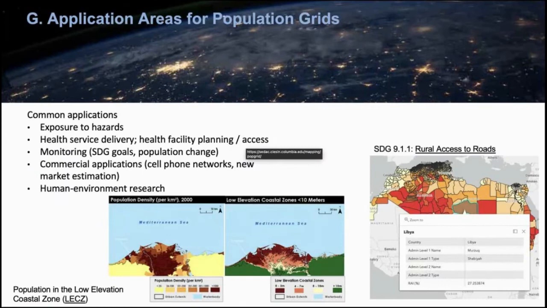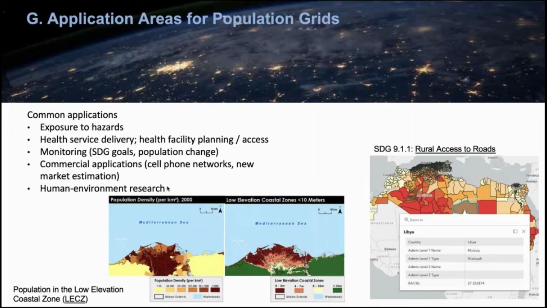So to discuss some application areas for population grids, there's a list here on the left that shows us common applications: hazard exposure, exposure to potentially high impact earthquake areas, modeled flood surfaces, areas that could be exposed to drought, any type of hazard. It could be a technological hazard as well. You can use gridded population to take that irregular area of higher hazard risk and estimate the number of people that reside inside that area.